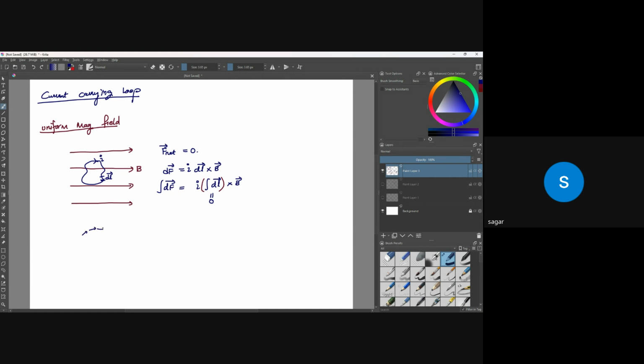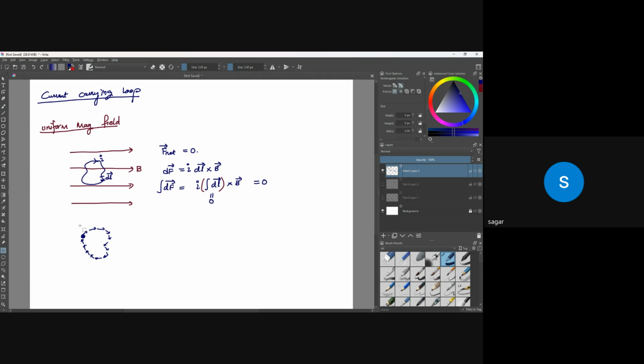If you're doing a vector summation of dl bar, all these small dl bars of the loop, if you add them, you will end up getting a 0 vector. You start at a point, go around, and if you add all these small vectors, you're eventually reaching the same point. So the net displacement is 0. Integral dl bar is 0, which means the net force is 0.